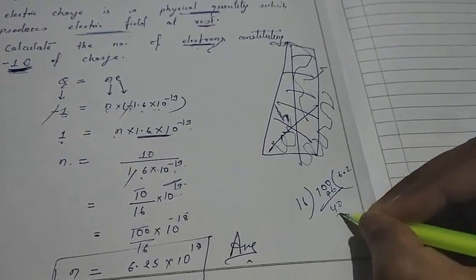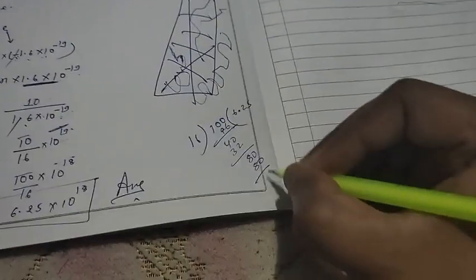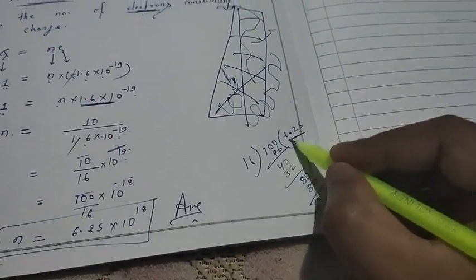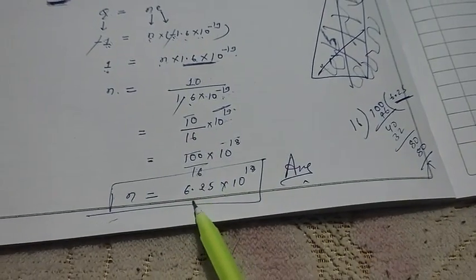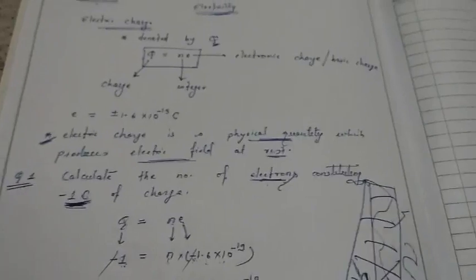4.0, 16 twos are 32 and 16 fives are 80. It is 6.25. So 100/16 is 6.25, and into 10^18. This is our answer.